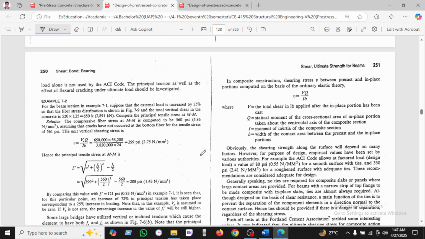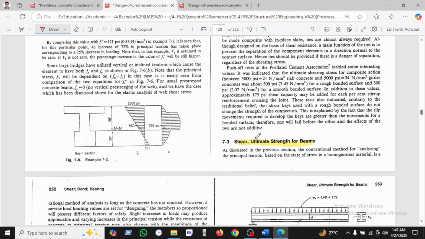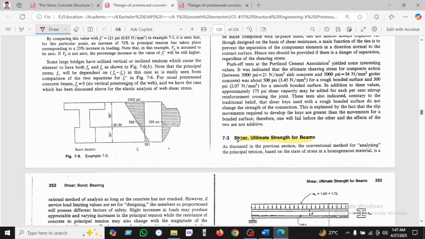Also I'm just skipping here. We can see another example given here. I'm just skipping, I'm not elaborating. So these are the index. So we can see here the shear ultimate strength of the beam. This is important. So I will see. Okay, this is the shear, the ultimate strength of the beam.